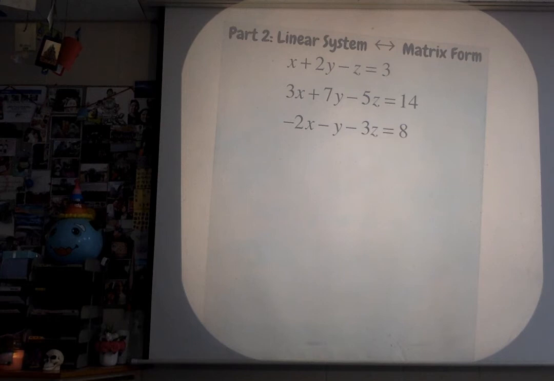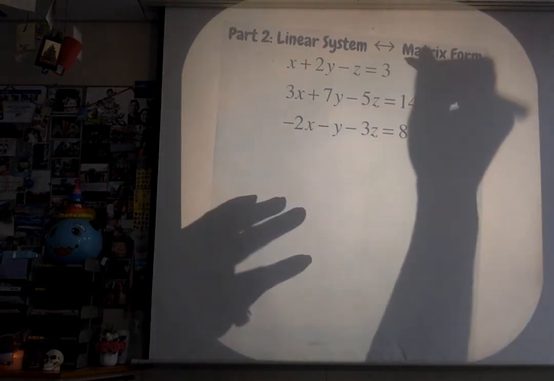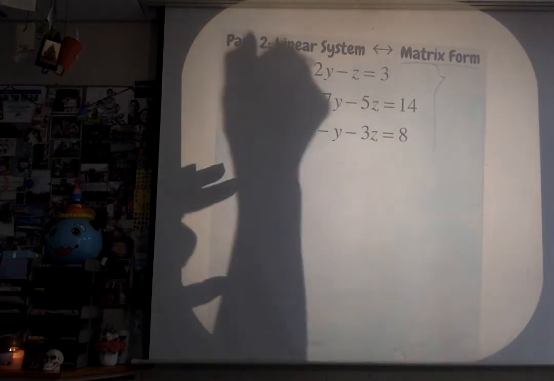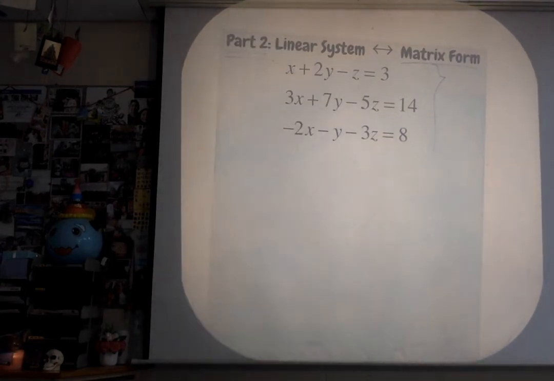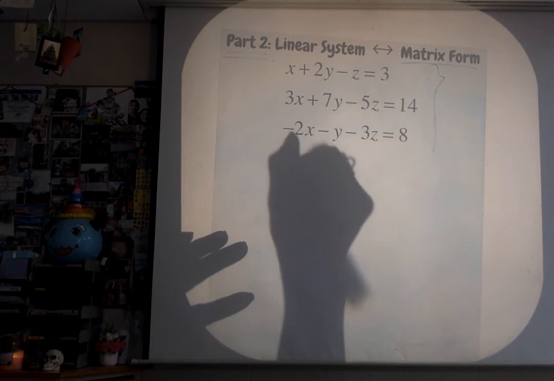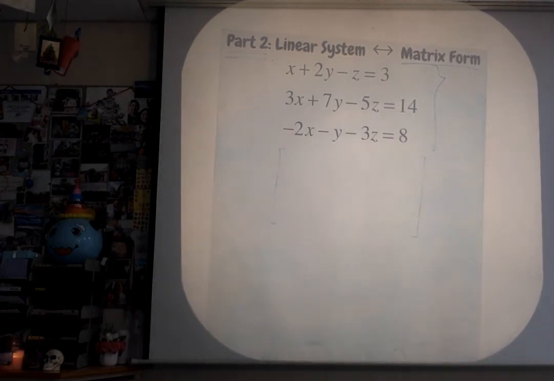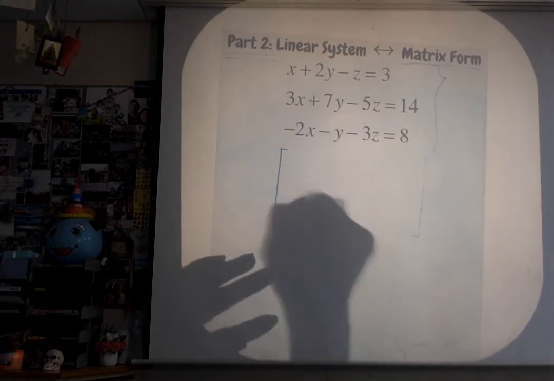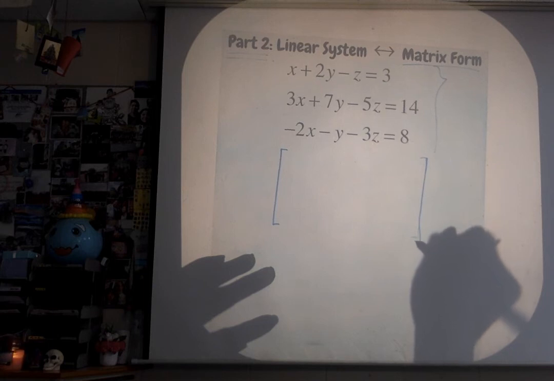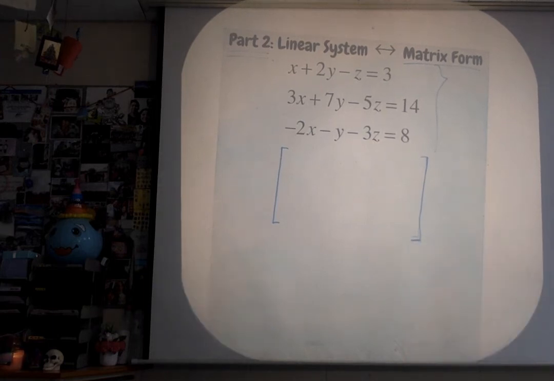Now, let's see. This is a linear system, and we want to write it in matrix form. In your notes, write that as part 2, okay? Now, how do I make a linear system into matrix form? I'm going to start making some brackets, nice and large like that. It's very simple. You're going to be like, that's it? So we're going to identify a few things after we put a linear system into matrix form.